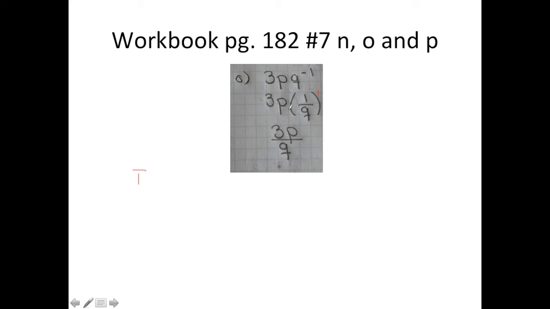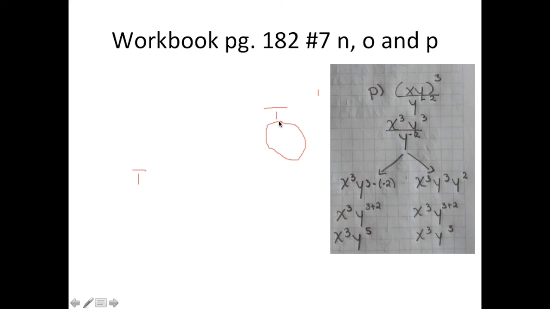And then all you have to do is multiply. You should know that this is the same thing as 3P over 1, so 3P times 1, it's 3P, and 1 times Q, it's Q. And so your final answer is 3P over Q. And finally, letter P, xy to the 3 over y to the negative 2.